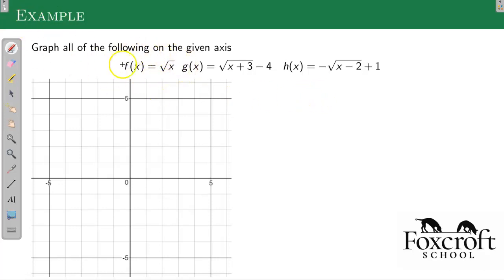So first, we start off with our parent function, just the basic square root graph. If I put in 0, I get 0. Put in 1, I get 1. Put in 4, I get 2. It creates this little curve rising like that. So that's f of x.